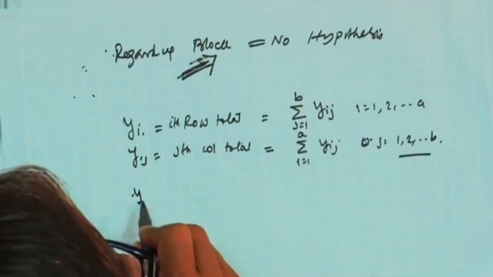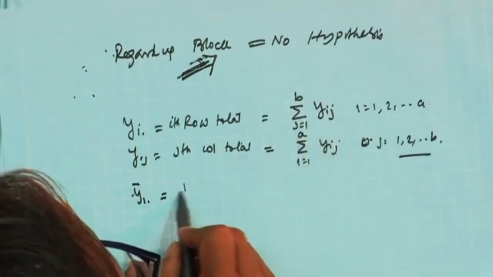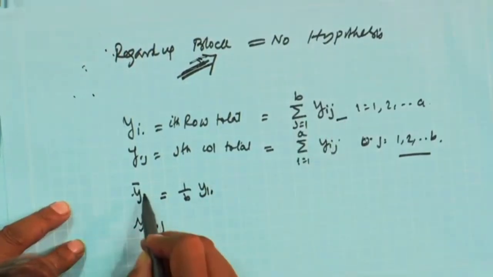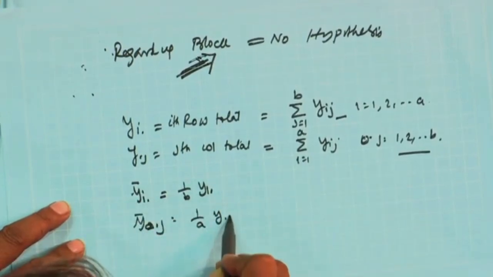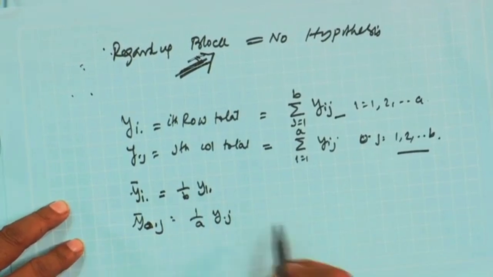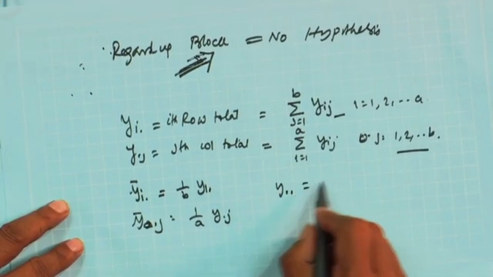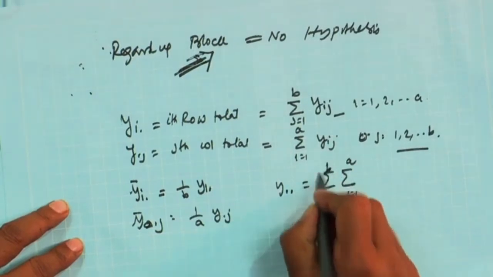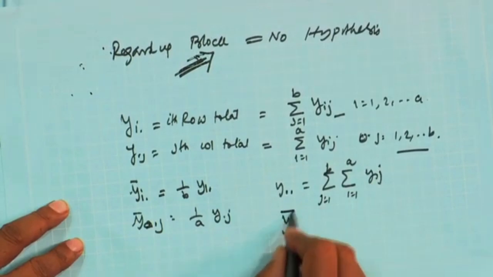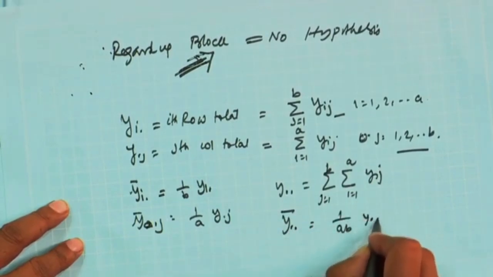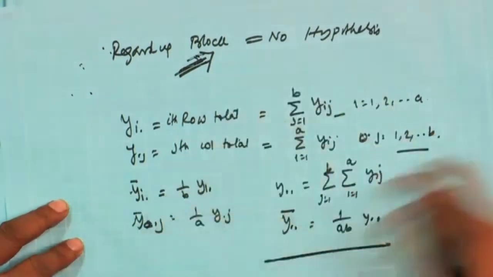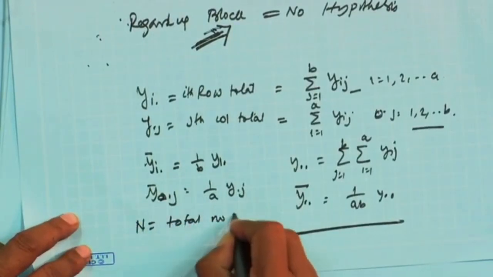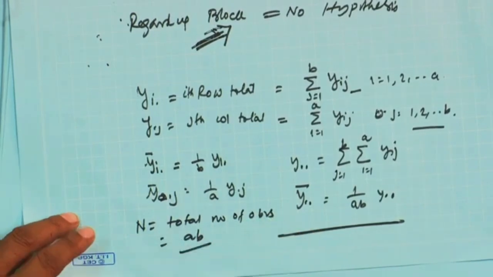Then, if I want the average of y i dot, it will be 1 by b y i dot. If I want the y dot j average, this will be 1 by a y dot j. Okay. Suppose I want the total average, total observation, grand total, then i equal to 1 to a, j equal to 1 to b, y i j. And if you want the grand average, this will be 1 by a b y dot dot. So, these are the calculations. And ultimately, the total number of observations is equal to a into b.